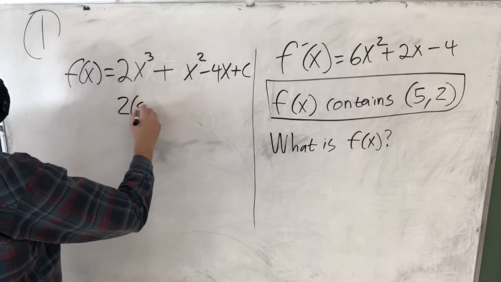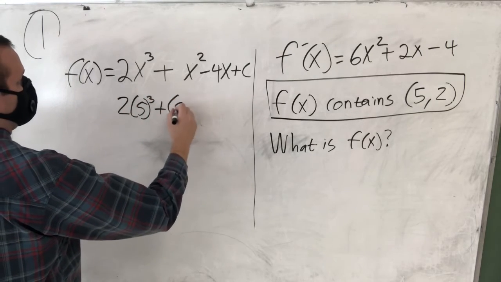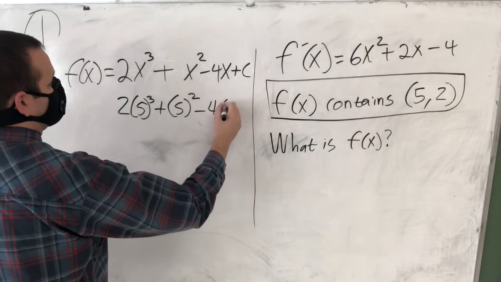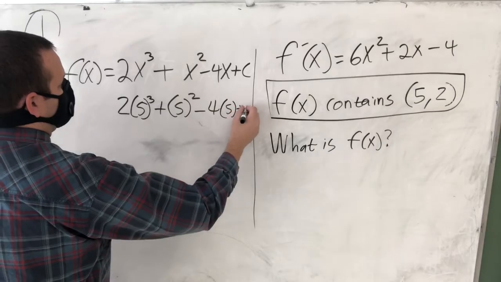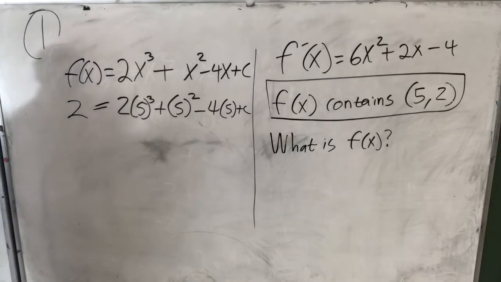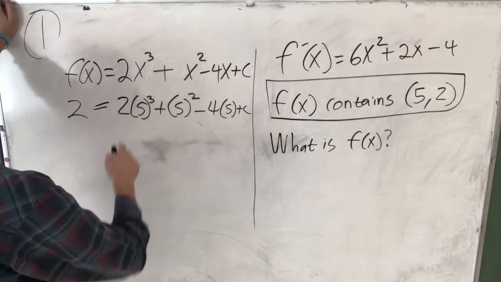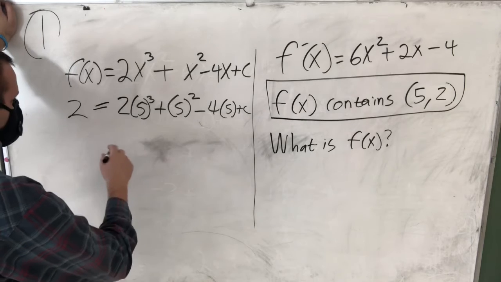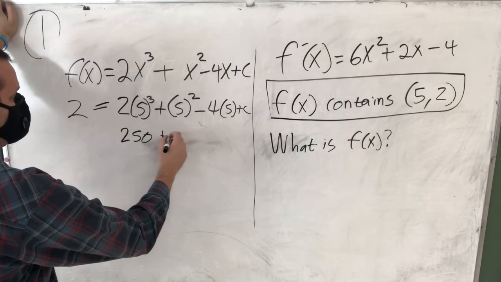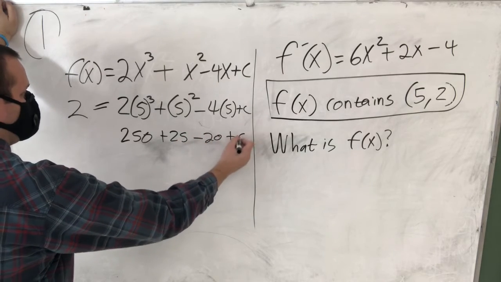2 times 5 cubed plus 5 squared minus 4 times 5 plus c equals 2. Let's see here. This is going to give us 5 cubed is 125. 125 times 2 is 250, plus 25 minus 20 plus c.